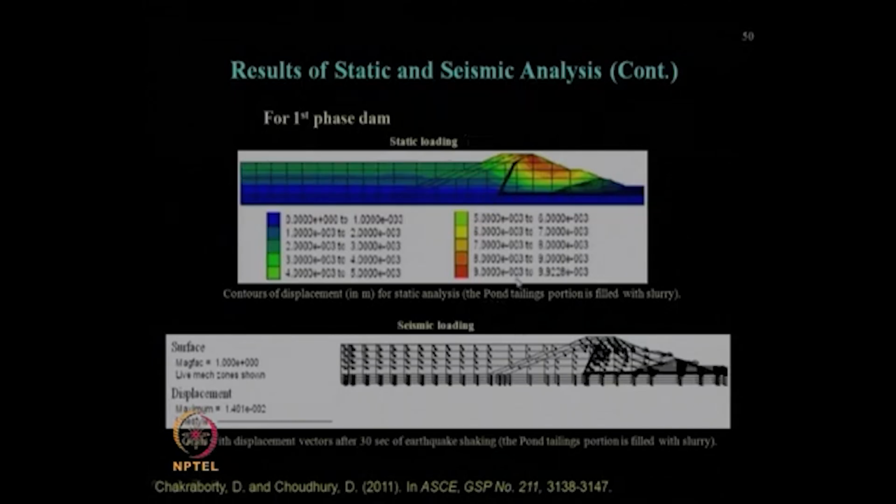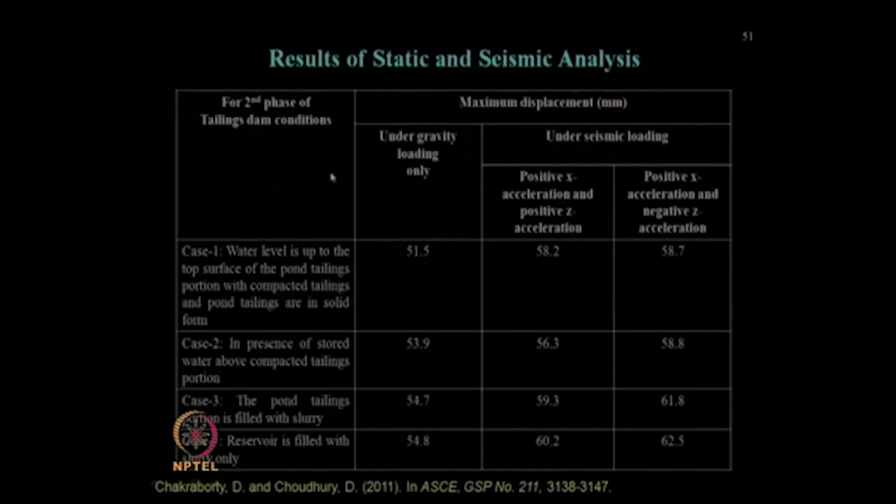This is the condition in which this figure is shown, the pond tailing portion is filled with slurry for that combination. Like for all other 6 different combinations, you will get different picture. For the second phase of the tailing dam, the maximum displacement increased up to in the range of 50 millimeters, about 55 millimeter you can see over here under static loading, and that further increased under seismic loading up to the value of maximum of 62.5 millimeter under seismic condition. Clear?